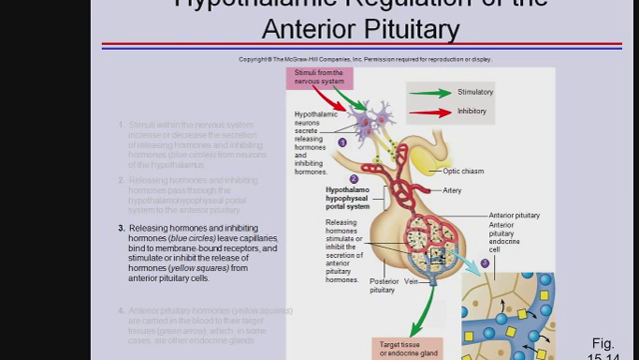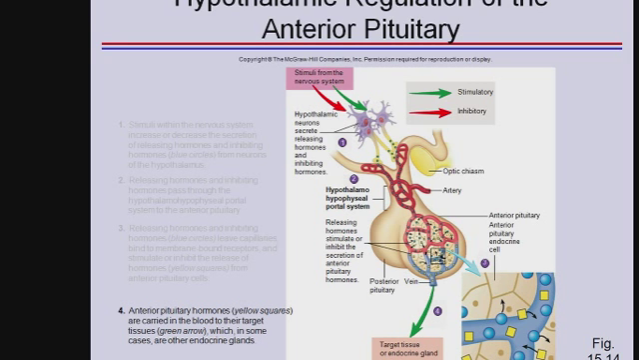Once they pass to that area, the releasing hormones or the inhibiting hormones leave the capillary beds and then bind to membrane-bound receptors and stimulate the release of hormones. It's represented by the yellow squares that you see there in figure 15.14 in your textbook.